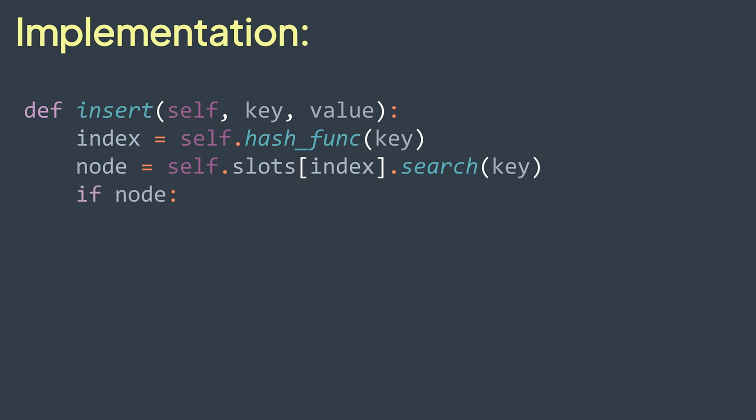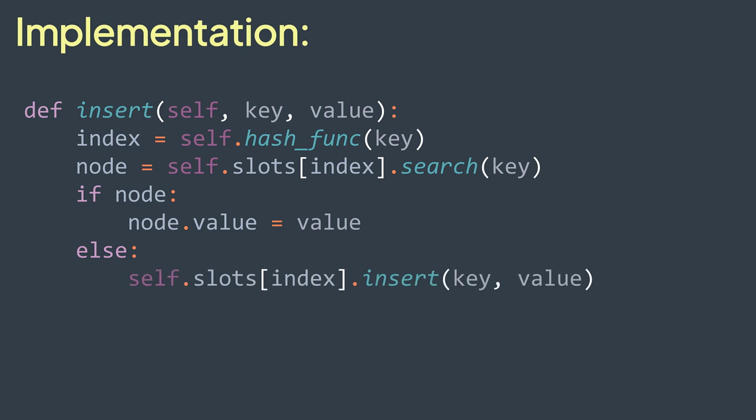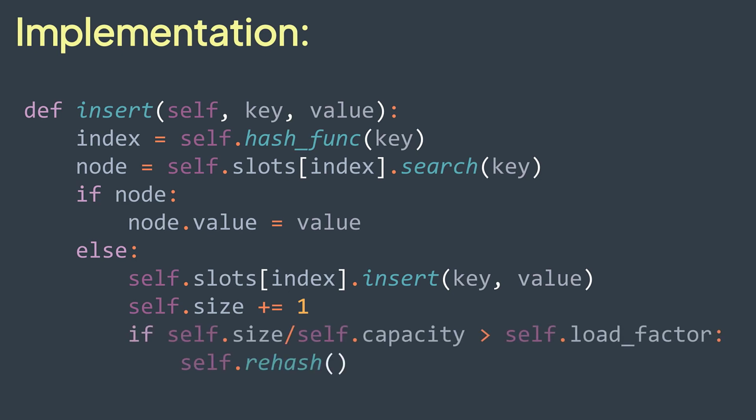If it exists, then it's an update. We just assign the new value to the existing value of the node of our key. Else, it's an insertion. We use the linked list insert method to insert our key value pair as a new node. We also increment size, which represents the number of nodes. An important thing, we check if we rehash. So, if n divided by m, the size divided by the capacity, exceeds the load factor, we rehash. And we got our insert method. Let's continue remaining methods before analyzing the time complexity.